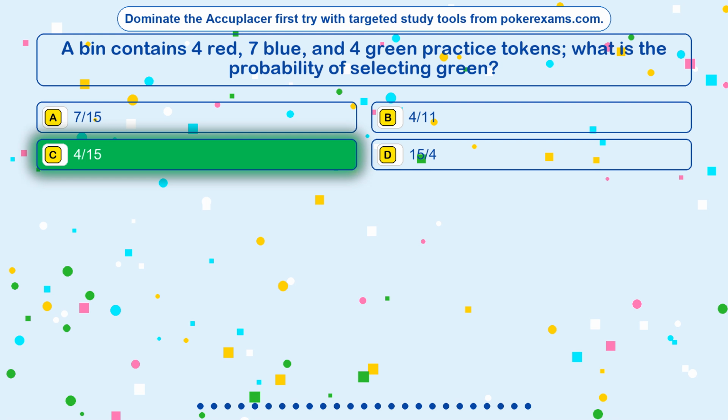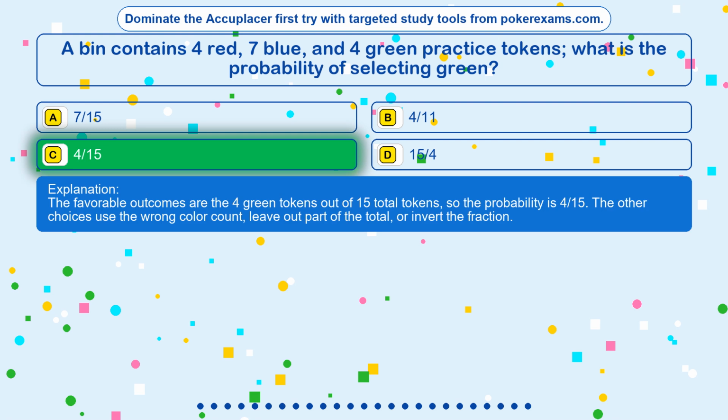The correct answer is option C, 4/15. The favorable outcomes are the 4 green tokens out of 15 total tokens, so the probability is 4/15. The other choices use the wrong color count, leave out part of the total, or invert the fraction.